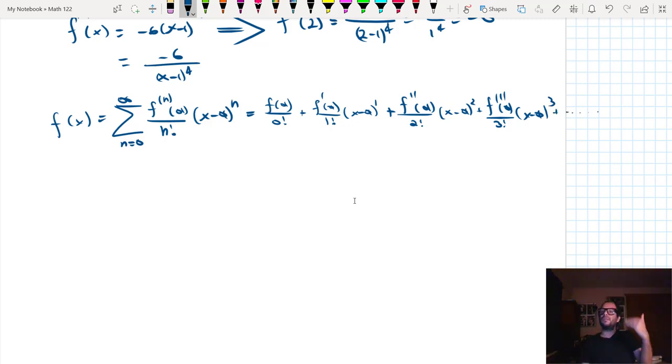The fourth derivative over 4 factorial times x minus a to the fourth, the fifth derivative evaluated at a over 5 factorial times x minus a to the fifth, and so on and so forth. Again, we're going to use 1, 2, 3, 4 terms only. That's enough.